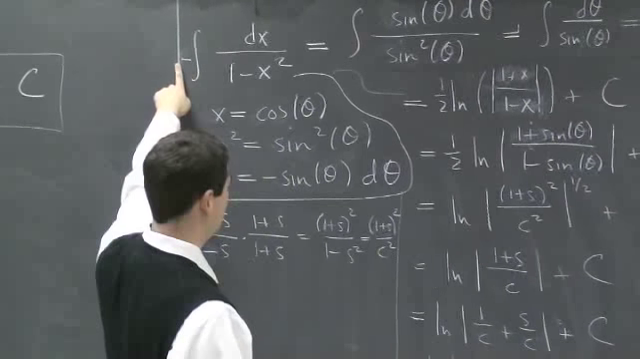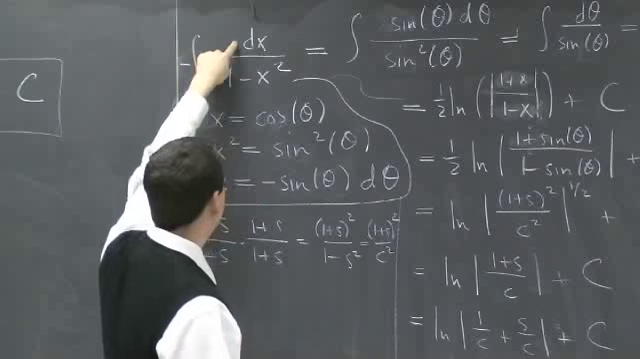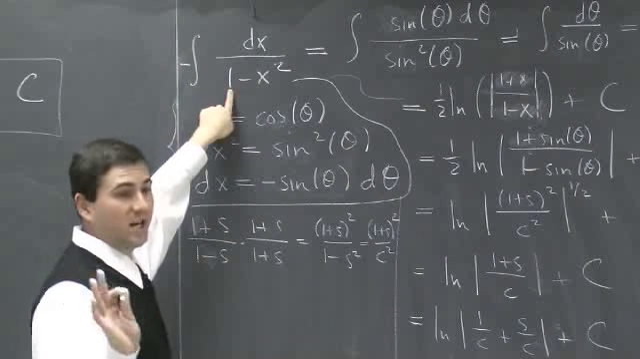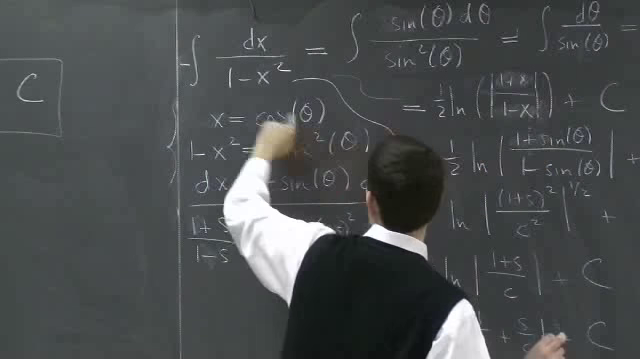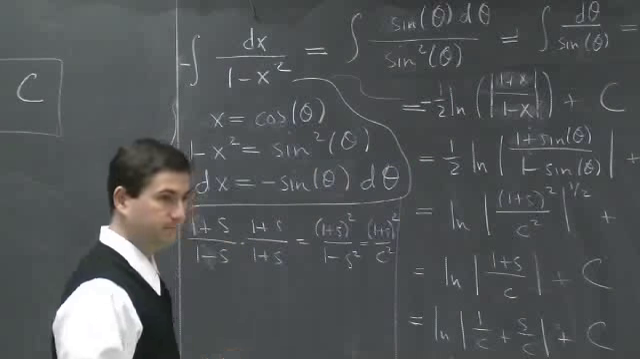Okay, so this means everything we did to integrate dx over 1 minus x squared works exactly the same. There's no change needed. Right? And we got that this was the integral. The only difference here is we have a minus, so we have to toss a minus out front.